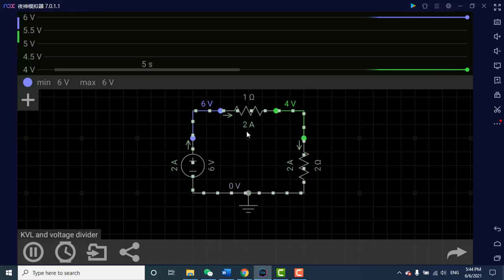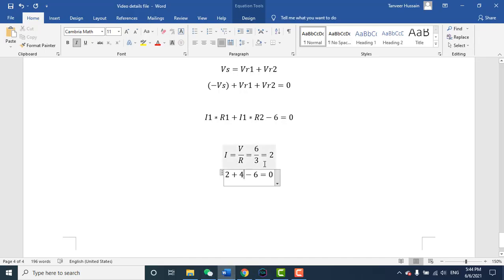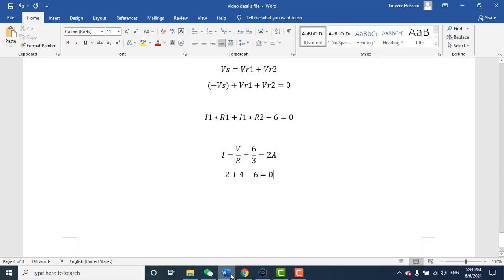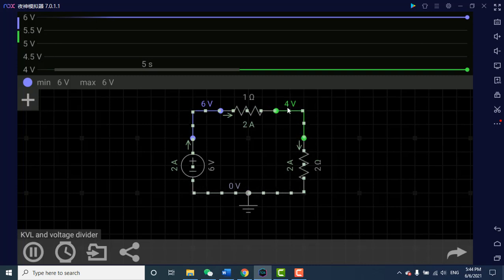Now you can see the current is 2 amperes, which is what we found, also 2 amperes here. And you can see the voltage drop across this resistor is how much? 6 minus 4 is 2 volts. Here in our equation we already found it's 2 volts. The second resistor is 4 volts, and you can see the voltage drop across this resistor is 4 minus 0, which is 4 volts.